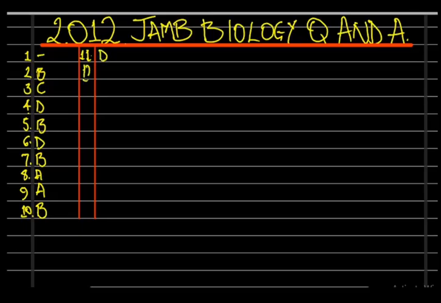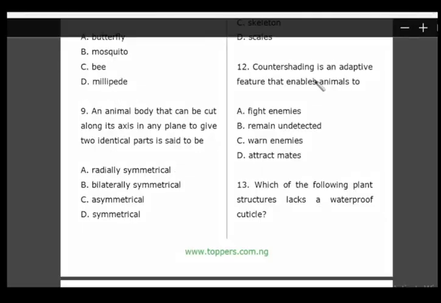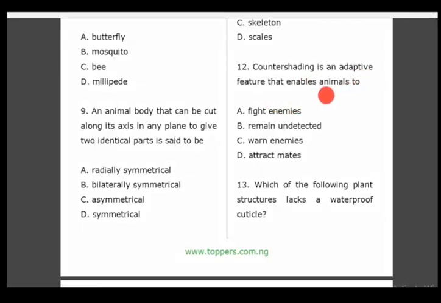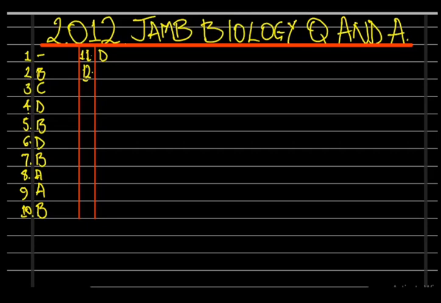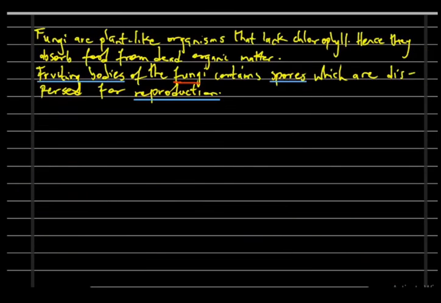So we move to number 12. Counter shading is an adaptive feature that enables animals to A. Fight enemies, B. Remain undetected, C. Warn enemies, and D. Attract mates. That is what our question there is talking about. When we talk about counter shading, it is actually an attribute that some organisms possess, and it is responsible for helping them to hide themselves from other animals.